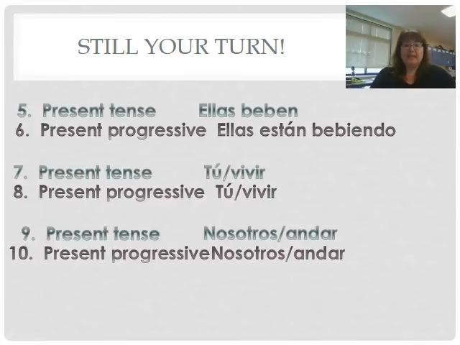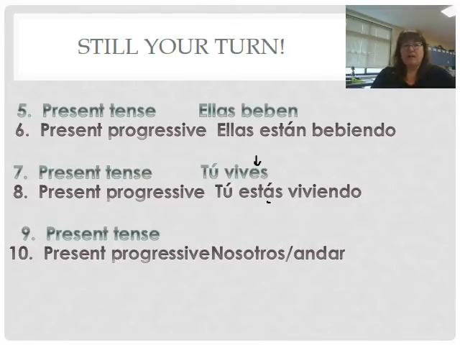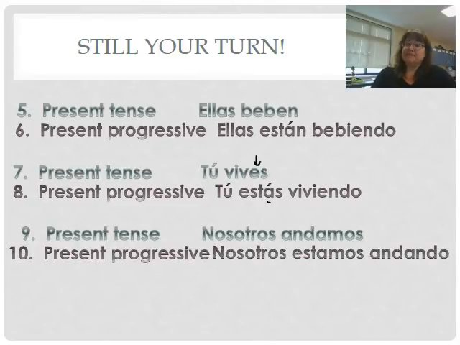Next one, número 7. You live, so present tense, vives. Remember, an IR verb will change to an E. And then we have present progressive, estás viviendo. And then last set, número 9, right? Nosotros andar. Andar means to walk. So andamos, the present progressive. Nosotros estamos andando.